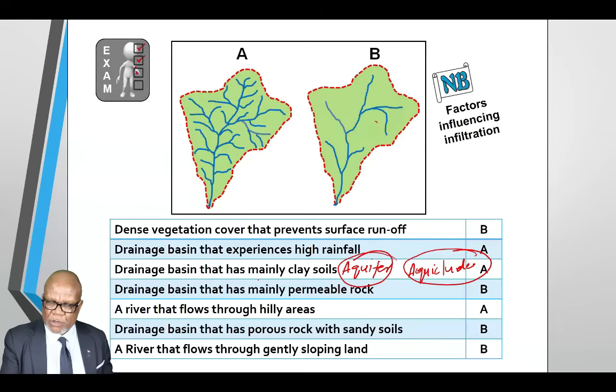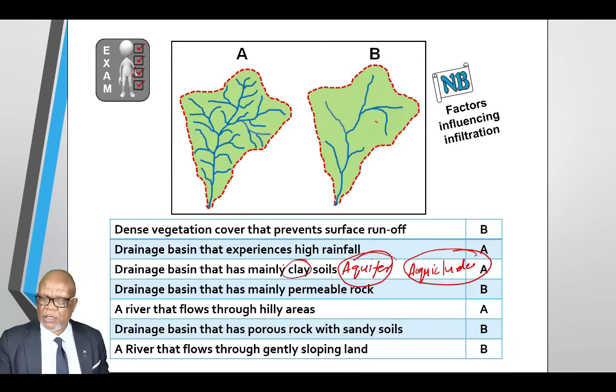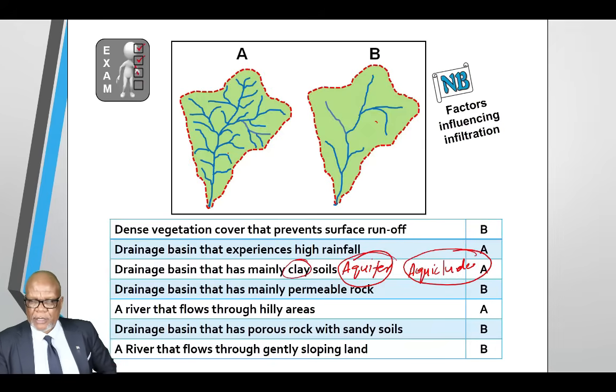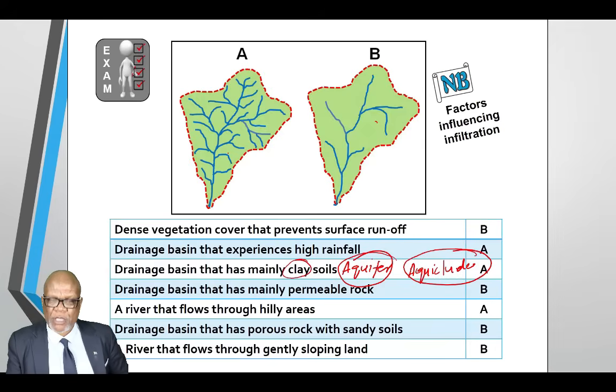Now, clay soil is an aquiclude, sorry. It does not allow water to pass through. So if the water is not passing through, it's not infiltrating, then it means water is going to flow on the surface. So A is a clay soil because there is more water on the surface. Drainage basin that has mainly permeable rock.